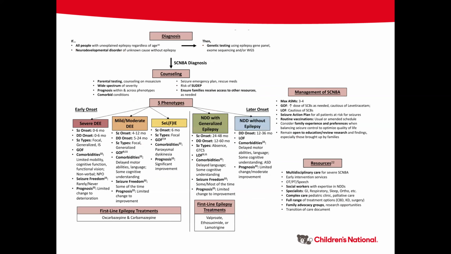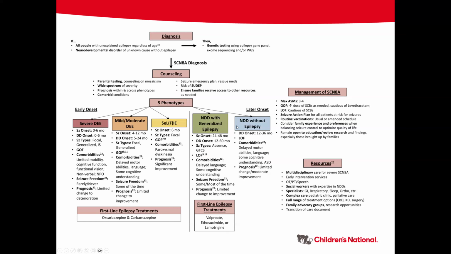The last slide here is just a summary of all those consensus guidelines of what came from these 2 papers. And it ranges all the way from diagnosis to counseling to phenotypes and treatments. But you can see here again, in terms of diagnosis, we felt that all people with unexplained epilepsy, regardless of age, and neurodevelopmental disorders of unknown cause without epilepsy should undergo some sort of genetic testing, whether it's a panel, whole exome, or whole genome sequencing.